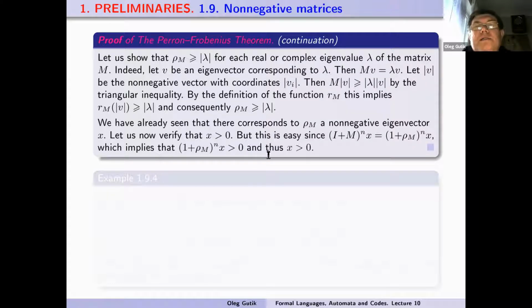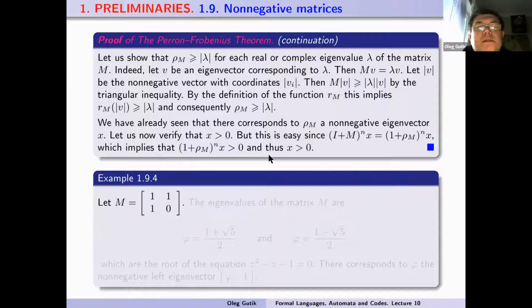And hence we get that x is greater than 0. This completes the proof of the Perron-Frobenius theorem. Example: we consider the matrix M whose eigenvalues are phi, which is (1 plus square root of 5) divided by 2, and phi prime, which is (1 minus square root of 5) divided by 2.